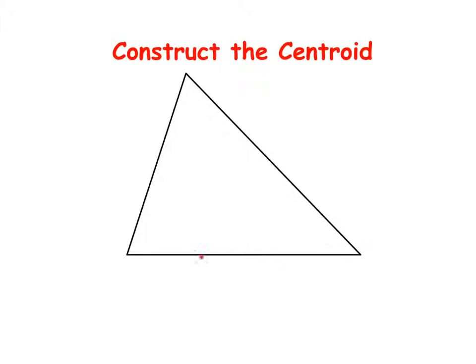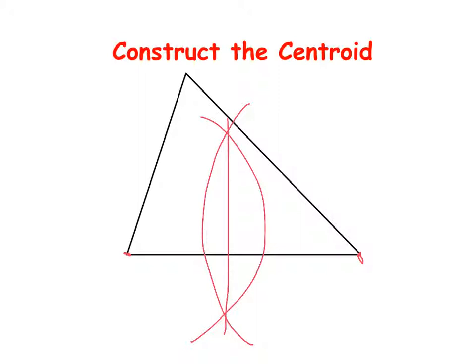So to find the middle of this, I'm going to do my perpendicular bisector construction. Perpendicular bisector construction looks like this. Put the point of the compass here, make that arc, put the point of the compass here, make that arc. Remember, you're stretching it over halfway. And then you can draw that perpendicular in there.